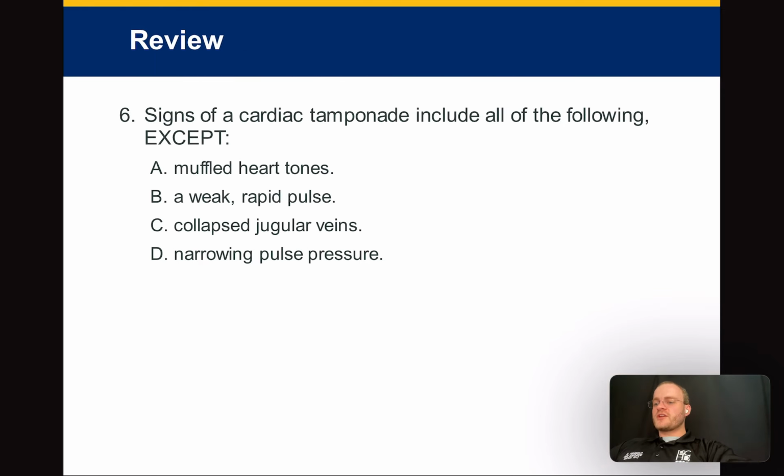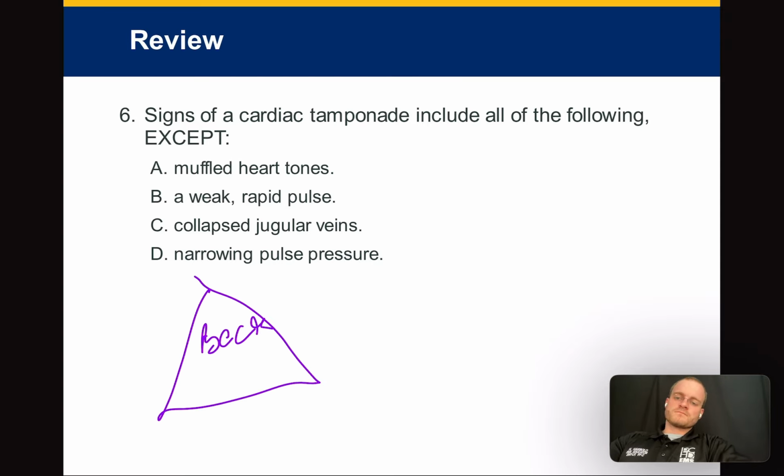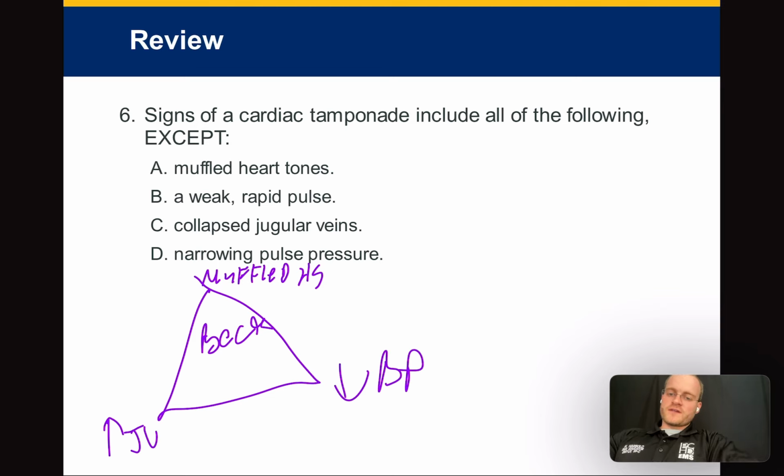There's 10 of these. Signs of a cardiac tamponade include all the following except... What's that guy's name? Mr. Beck? What's Beck's triad? Muffled heart sounds, decreased blood pressure, and increased JVD. So let's look at that. Muffled heart, so everything except.